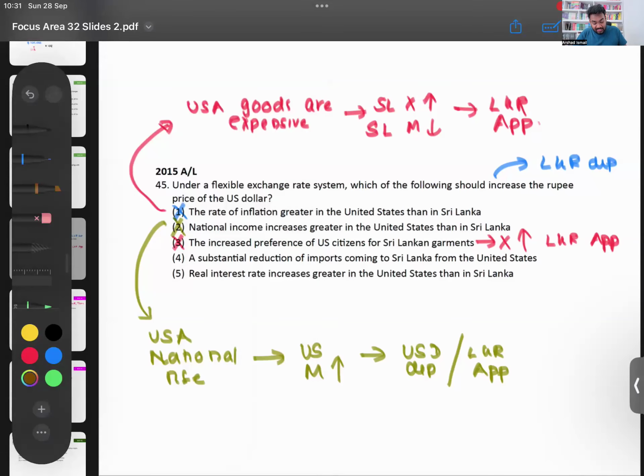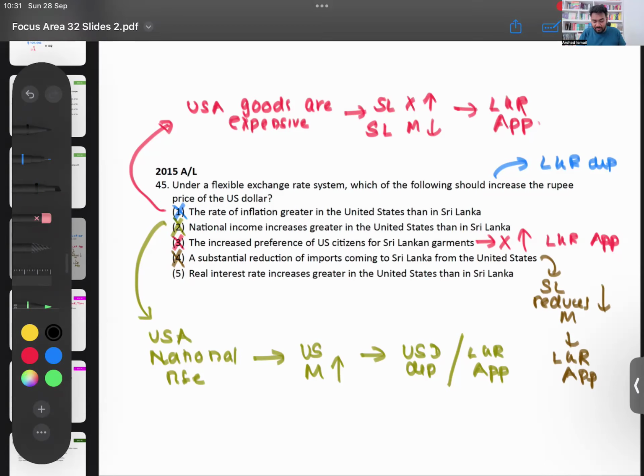Then a substantial reduction of imports coming to Sri Lanka from the US. So now what have we done? We have reduced buying imports from the US. So if Sri Lanka reduces imports, what does that mean? The amount of money going out from the country has reduced, no? That means what can happen to our exchange rate? Our LKR can again appreciate. That can also not be the answer. So all of 1, 2, 3, 4 talk about the Sri Lankan rupee appreciating.